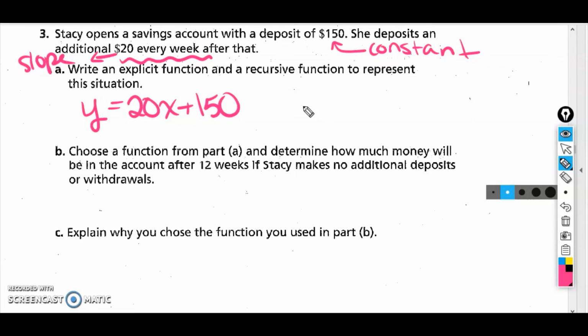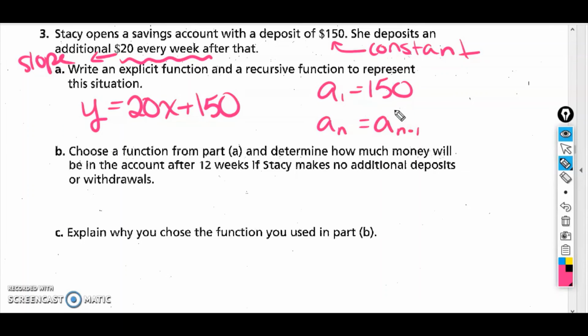If you know what your first term is, which is 150, then for every term after that, you look at the term before it, the term at n minus 1, and then you would just add $20 to that. So this is your recursive function.